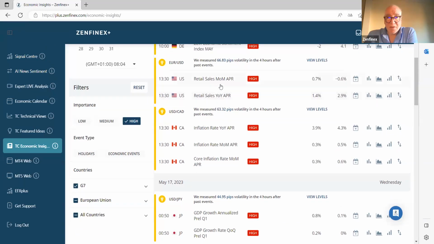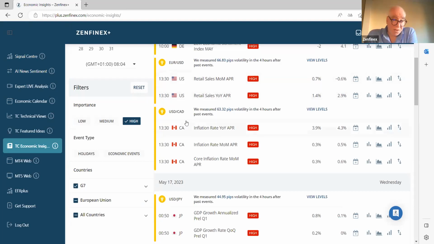Then we have retail sales month on month at 1:30 London time, and year on year. So these will be very interesting numbers to see how the consumer is holding up in the States with the pressures of rising prices, inflation, and higher interest rates. So it'll be a very interesting afternoon to watch that.